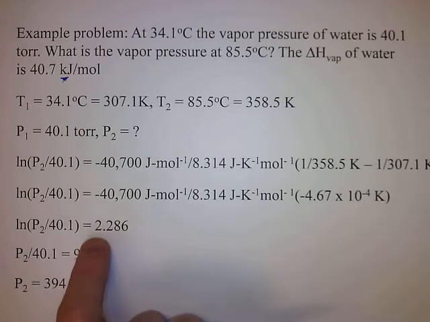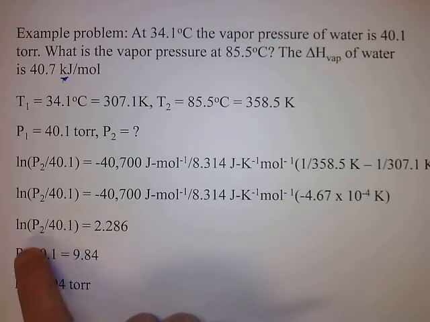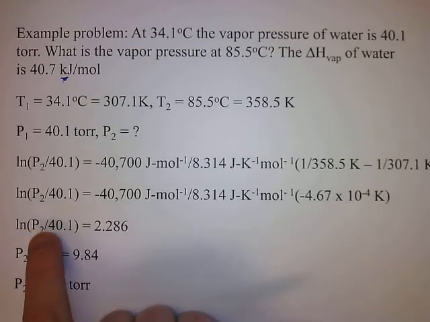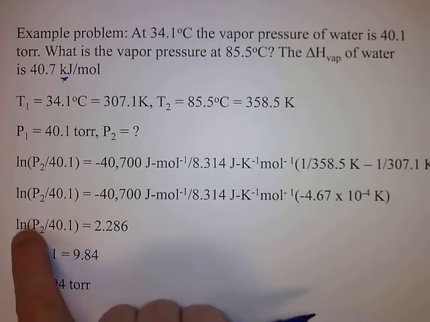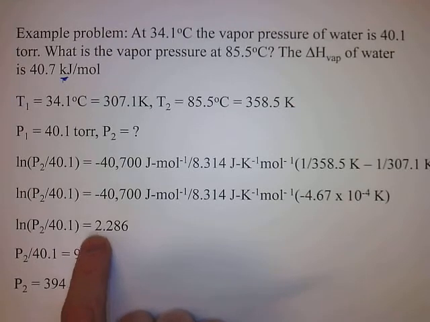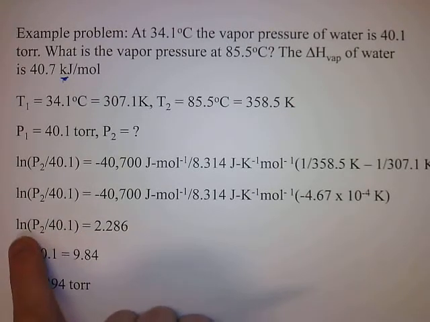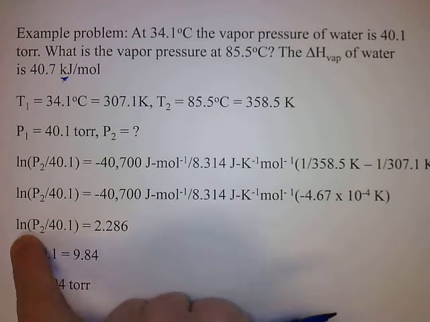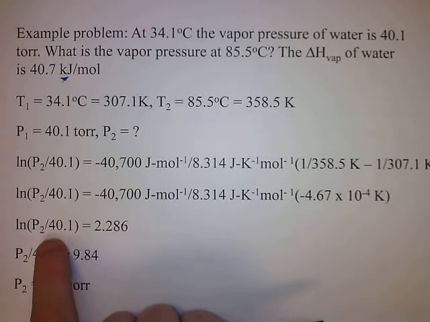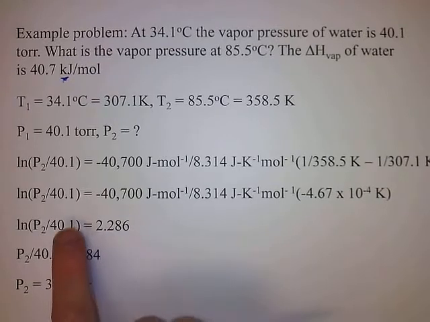Well, what do we do here now? We've got to get rid of that natural log. We can't just say P2 over 40.1 is equal to 2.286. That's not what this says. It says that the natural log of P2 over 40.1 is 2.286.